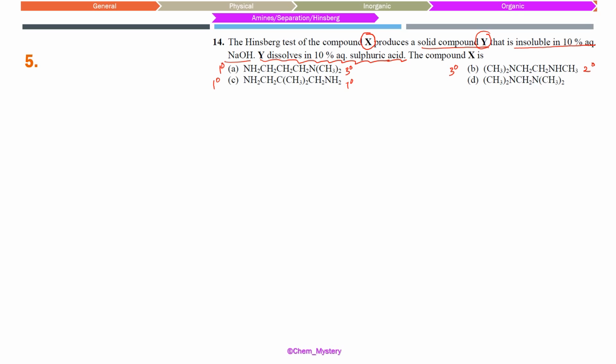Here we have this nitrogen which is 3 degree, and on the other side we have another nitrogen, this one, which is again 3 degree. So we have options where 1 degree, 3 degree are present, 1 degree, 1 degree, 3 degree, 3 degree, and 2 degree, 3 degree. These kinds of options we are having. We have to choose our option.